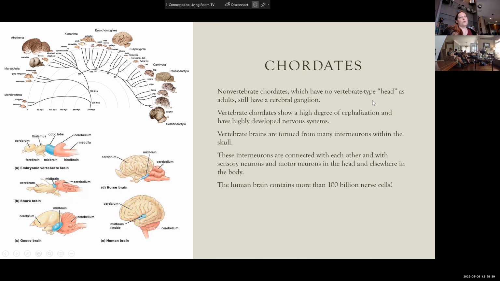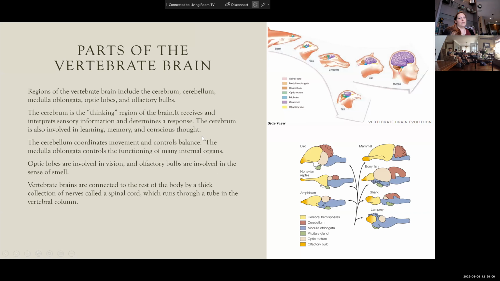So you got non-vertebrate chordates, which have no vertebrate type head as adults, but they still have cerebral ganglions. So they have a head, but it's not the same. It's not separated out. And then you've got vertebrate chordates that show a high degree of cephalization. Vertebrate brains are formed from many interneurons within the skull. These interneurons are connected with each other and with sensory neurons and motor neurons. And the human brain contains more than 100 billion nerve cells. That's a lot.